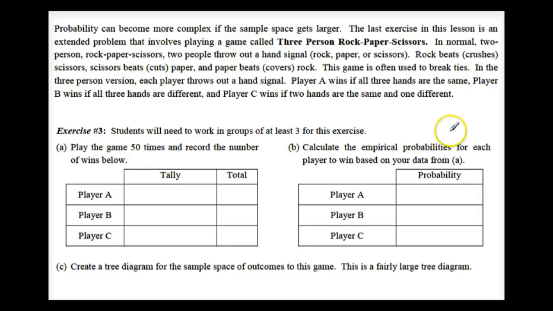We all know the famous rock, paper, scissors game. In a normal 2-person rock, paper, scissors, 2 people throw out a hand signal: rock, paper, or scissors. Rock beats or crushes scissors. Scissors beats or cuts paper, and paper beats or covers rock. This game is often used to break ties. Most of the time you say, let's play rock, paper, scissors, say shoot.